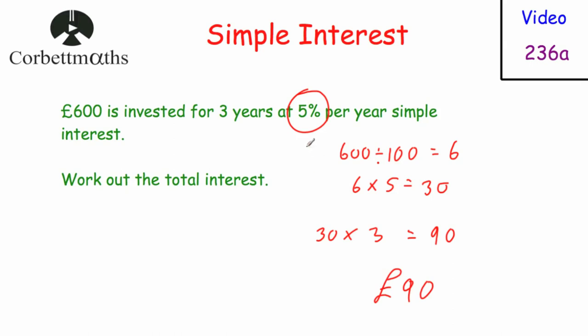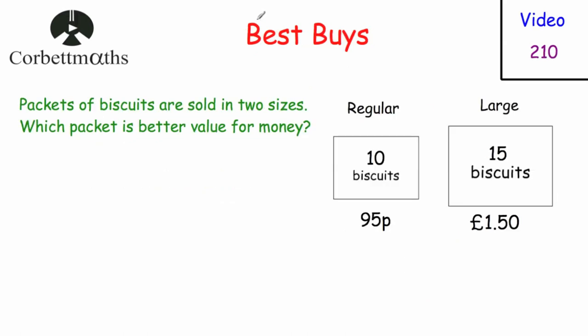And that's it. If we were asked how much money would be in the bank account at the end of the 3 years, that 90 would be added onto the 600, so that would be £690. But the question just asks us for the total interest, so that would be £90. Okay, so let's have a look at our next topic.